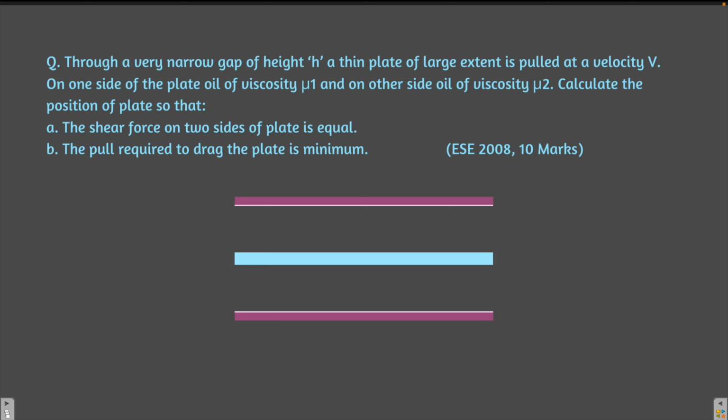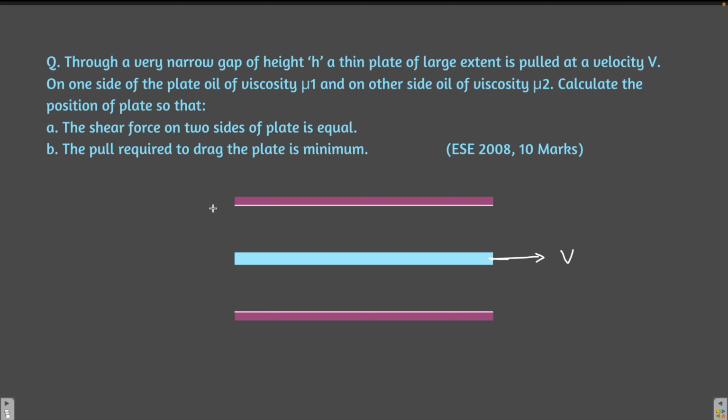So there are two questions. This question has been asked previously in ESE 2008 for 10 marks. Let me explain you the question. The question says that there is a plate, which is moving with a constant velocity. It is being pulled with a constant velocity v.